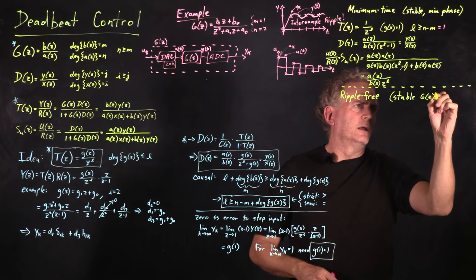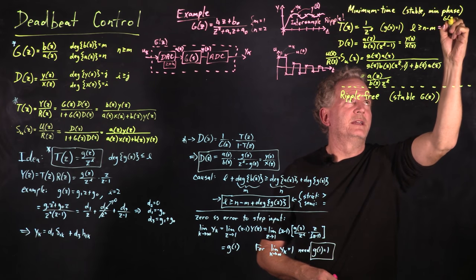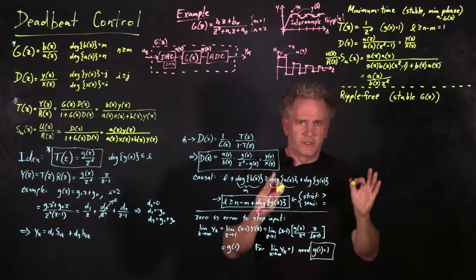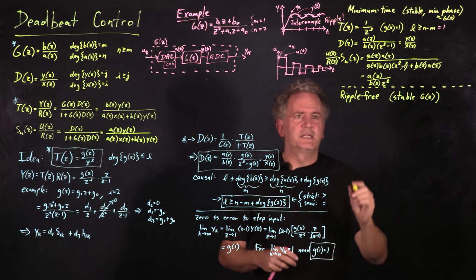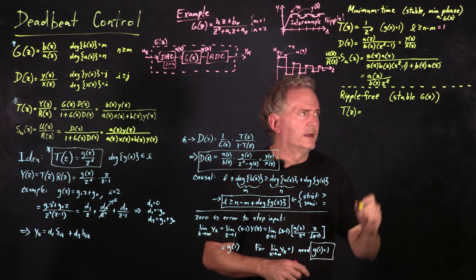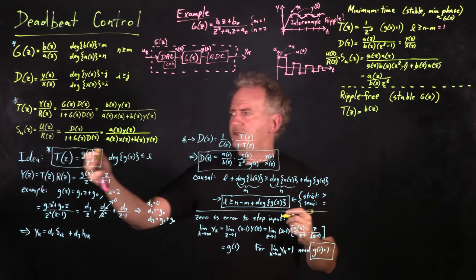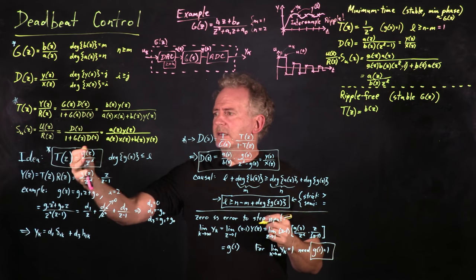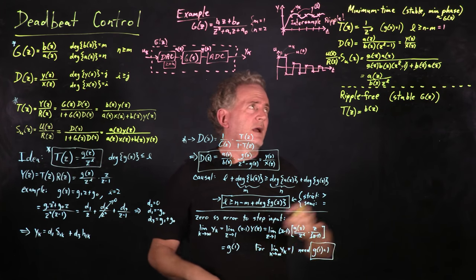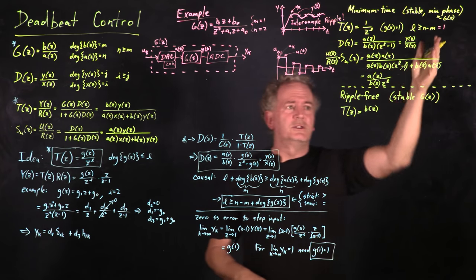Remember up here, we had to assume that G of Z was stable and minimum phase. Now we're going to assume that G of Z, we're just going to need stability. We're going to take, in this case, T of Z as being B of Z. So we have some flexibility in the choice of G of Z in this deadbeat controller idea. At the beginning, I just kind of arbitrarily took it to 1, and that allowed me to choose a very small value of L. So in this particular example, I could choose L is equal to 1.